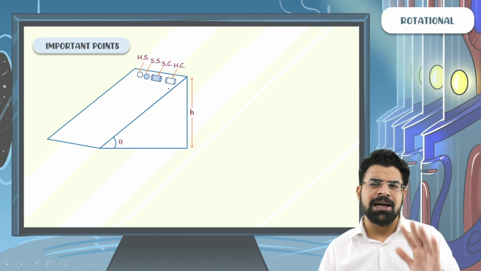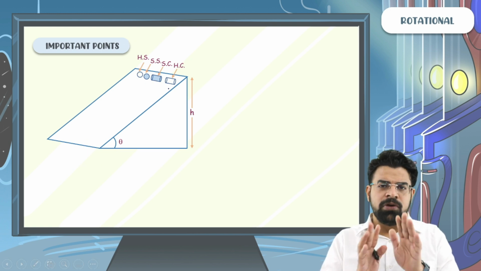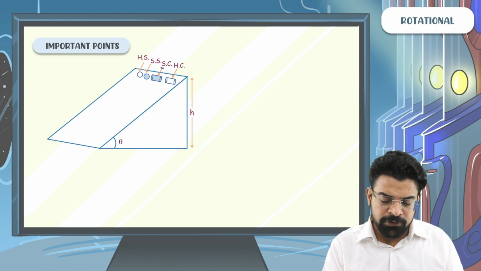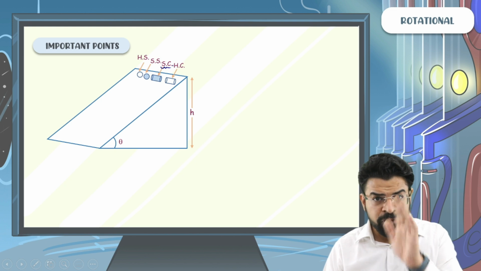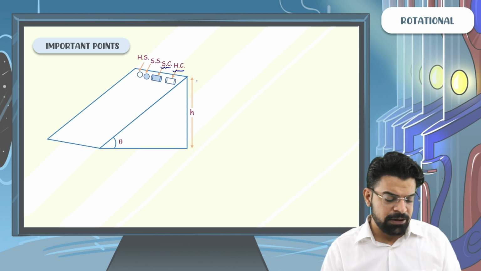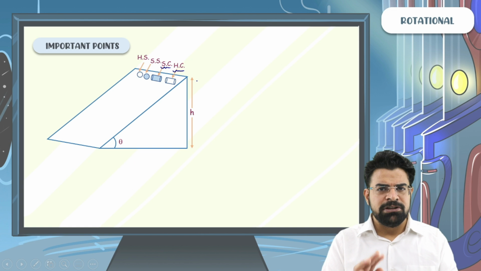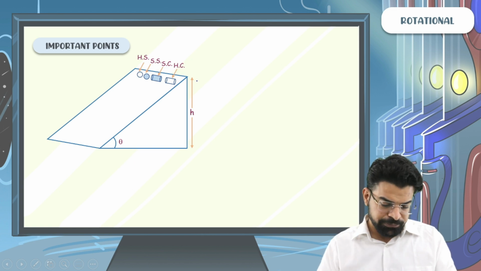Sir, where are the disk and ring? I am not talking about the disk and ring because the moment of inertia of a disk is the same as that of a solid cylinder, and the moment of inertia of a ring is the same as that of a hollow cylinder. So they give us the same type of result. That's why I'm not talking about them.